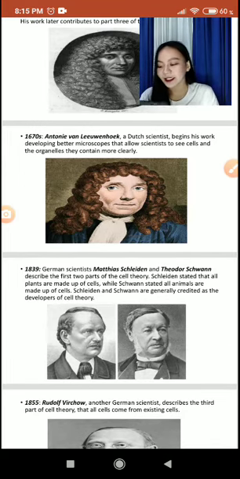Lastly, in 1855, Rudolf Virchow, another German scientist, described the third part of the cell theory, which is that all cells come from existing cells. Since then, microscopes have continued to become more and more refined, making it possible to study cells even more closely and allowing scientists to expand on the original cell theory.